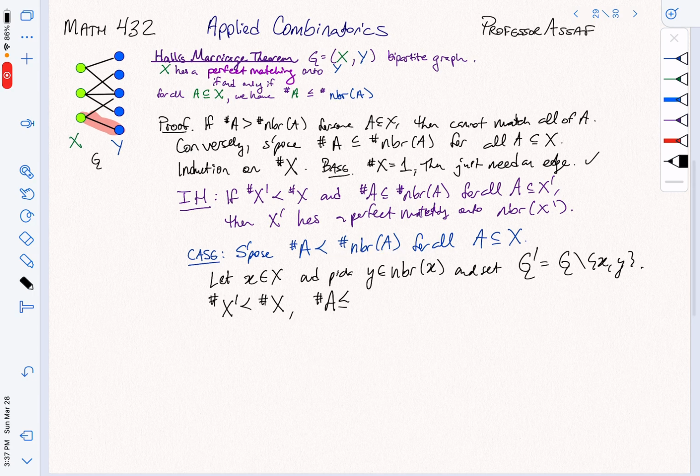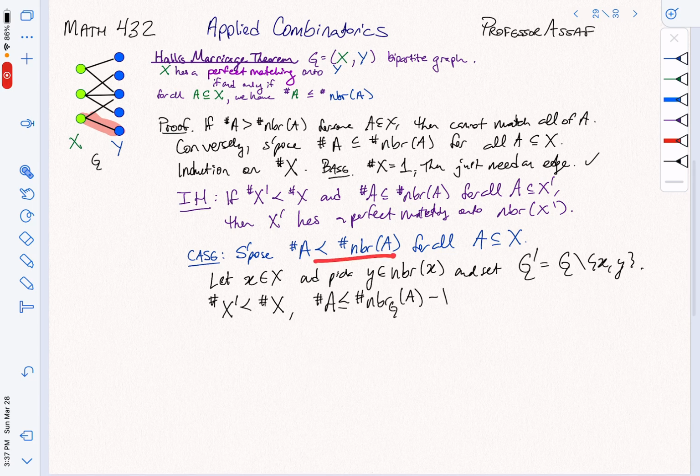That means it's less than or equal to the number of neighbors, and let me be specific, the number of neighbors in G minus 1. Right? You can change a strict inequality to a weak inequality by subtracting 1. And now this is actually less than or equal to the number of neighbors in G prime of A. Why G prime? Because in G prime, I took away one vertex from Y, so that's that -1 here. So I have at least this many.